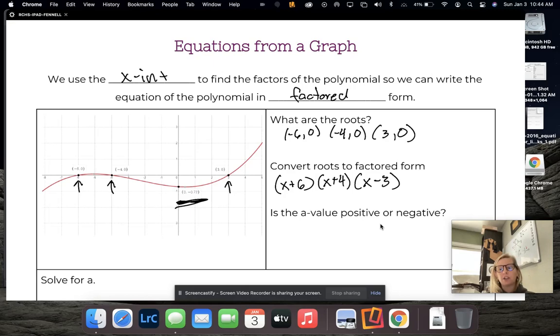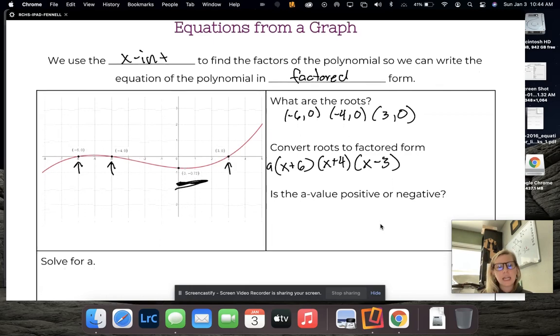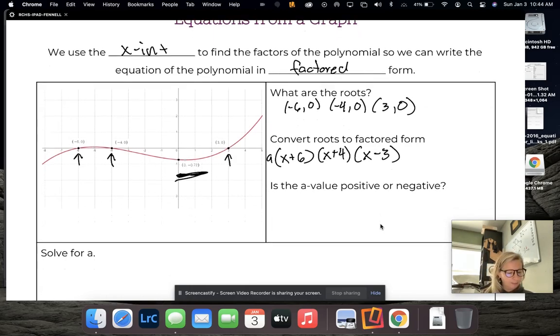So now I have factored form, but of course there's always an a value up front, or there could be, right? It could be 1, but it could be any other value. So we need to actually solve for it. Is it positive or negative? Well, this is an odd degree, right? This is a degree 3 polynomial. And on the right side, my arm is up, which means the a value is positive. The right arm is up.